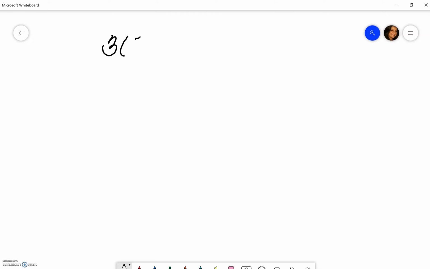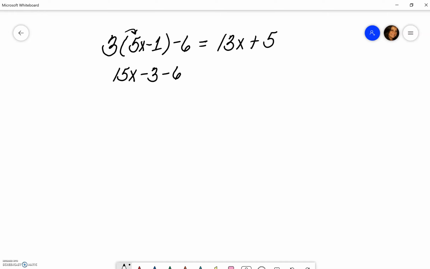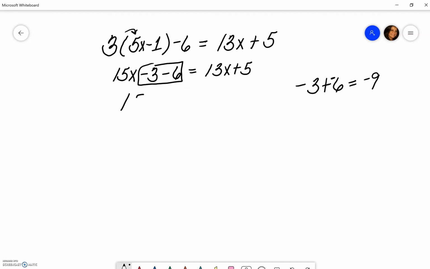So 3 times 5x minus 1, minus 6 equals, and I apologize about this, 13x plus 5. Okay, so the first thing we did was distribute. So we had 15x minus 3, just bringing the minus 6 along, and I'm just rewriting everything else. Okay, so what I want to do, I was correct the first time. It's negative 3 minus 6. Change that to a plus, make that the opposite sign, and we end up with a negative 9. So I'm just going to rewrite that as 15x minus 9 equals, and then just rewrite everything else on the opposite side. Okay, so now we can't combine any further, so we need to shift things around.